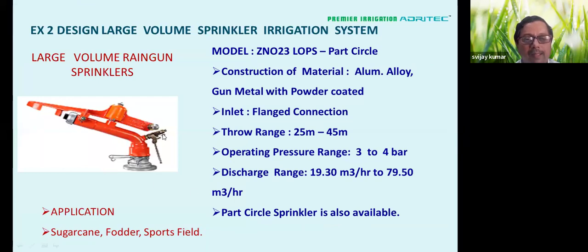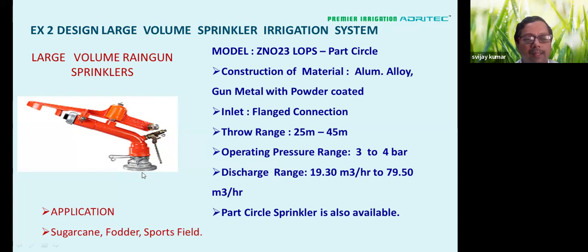So here we have selected a big sprinkler, called the ZNO23, which is a part circle, made of aluminum alloy, gunmetal powder coated, and it has a flange connection. The advantage of a flange connection is you can dismantle it and do all the repair work very easily, and it has a throw range of 25 to 45 meters, a very large area. Typically this is used even in sports fields and dust suppression areas where you don't want the sprinkler to be an obstruction anywhere. It will just be at the edge, and you can cover the whole area.